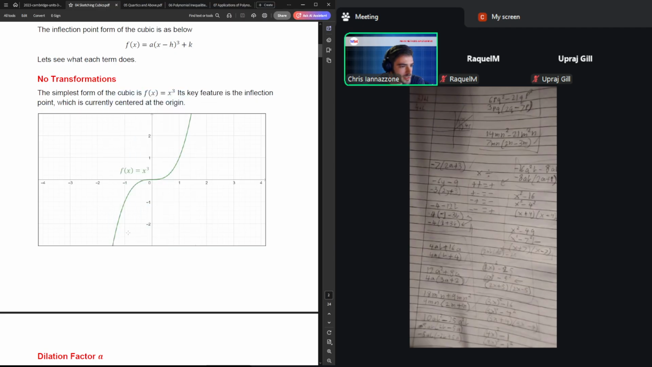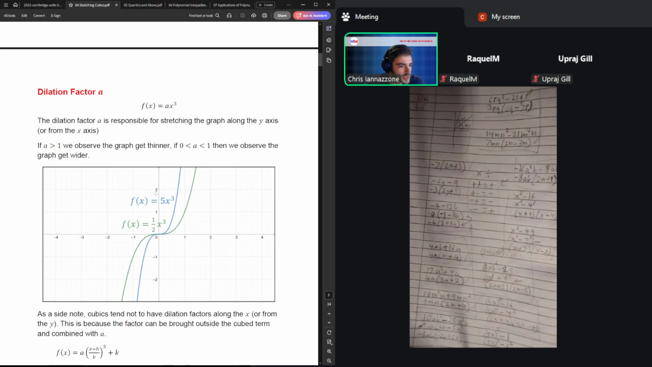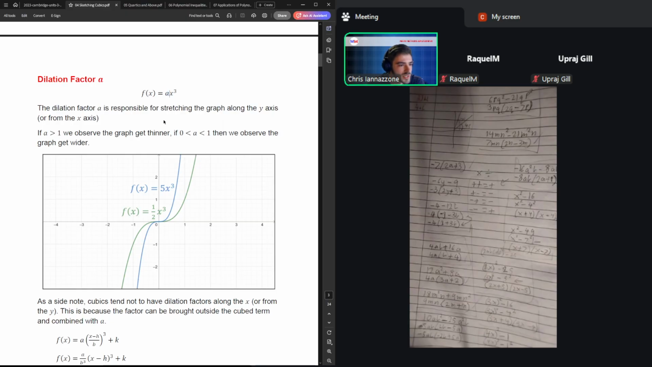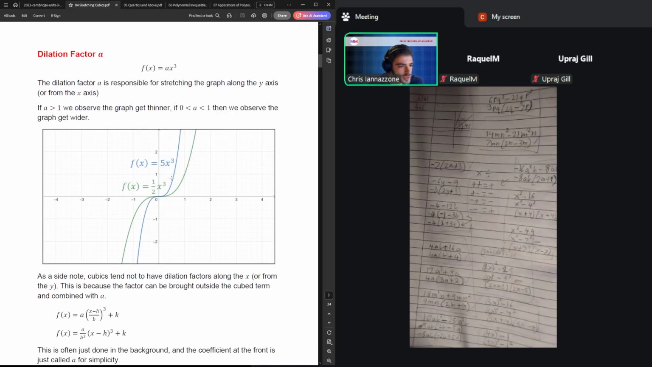So this is the basic cubic. It kind of wobbles a little bit, starting at the bottom left and ending at the top right. Dilation factors work as they always have. Multiplications at the front will stretch it vertically. Bigger number means it will be closer to the y-axis. A number closer to 0 will make it go further away from the y-axis. You can see the distance between any given graph is increasing as this approaches 0.